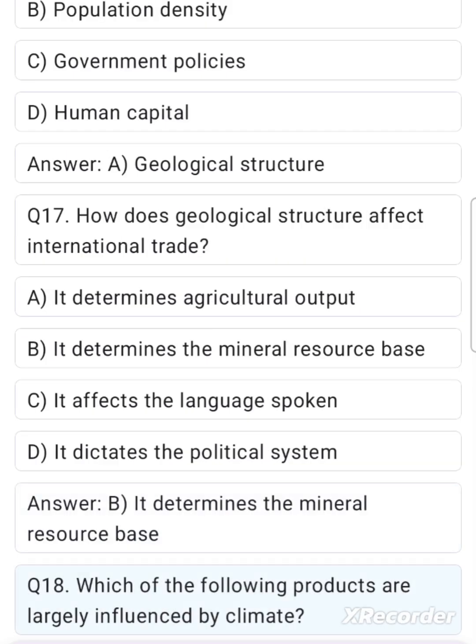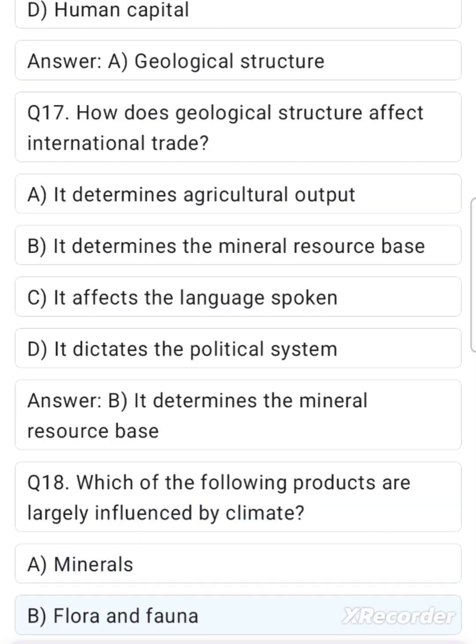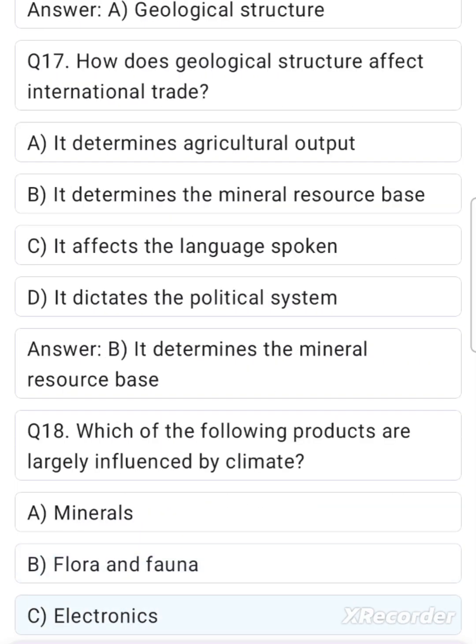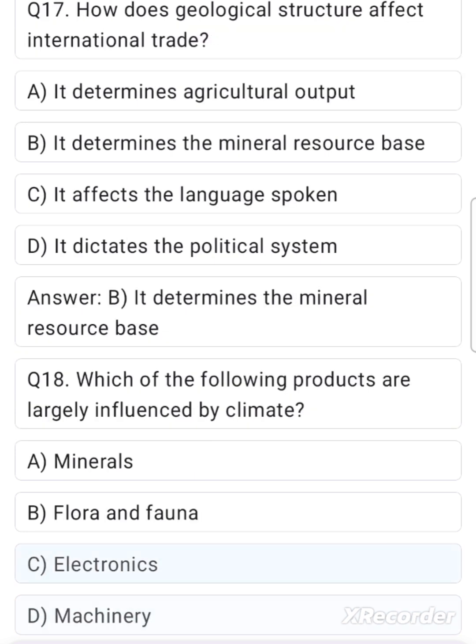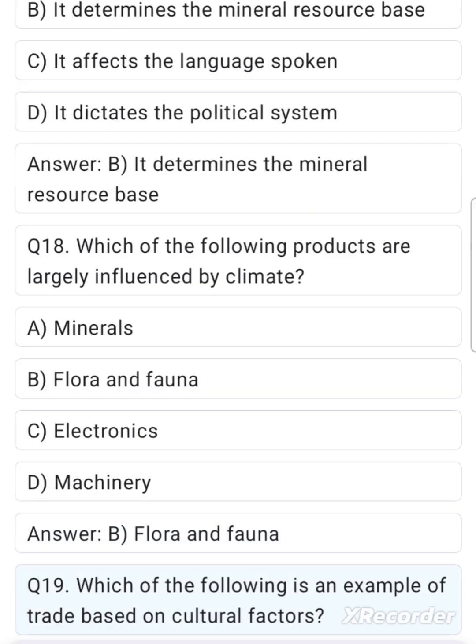Q18. Which of the following products are largely influenced by climate? A. Minerals. B. Flora and fauna. C. Electronics. D. Machinery. Answer. B. Flora and fauna.